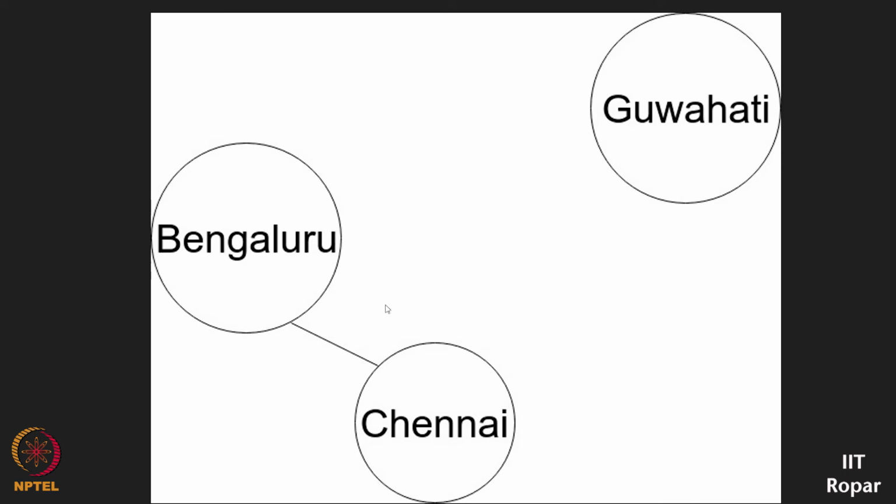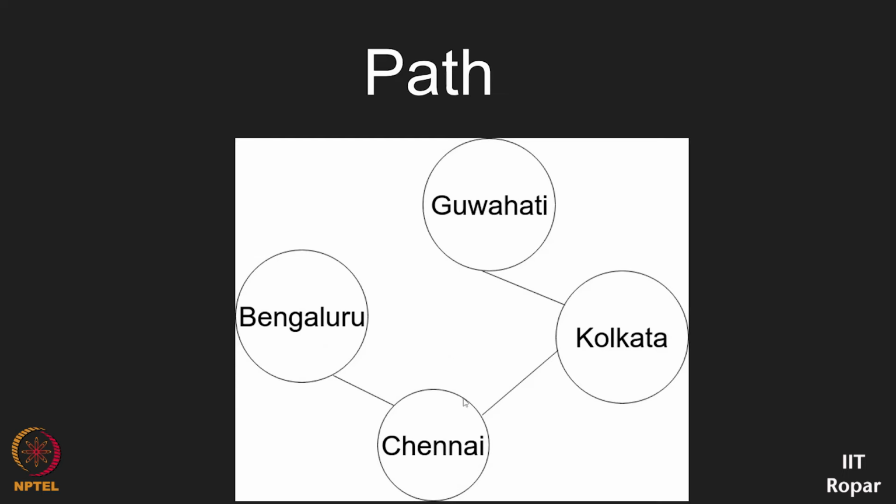And if there is an edge, you can say that you can reach from this node to that node. That is, from Chennai I can reach Bengaluru, and from Bengaluru I can reach Chennai. That is what is captured by an edge. But it doesn't mean that if there is no edge, we cannot reach the town. There is no edge between Chennai and Guwahati, but you can have another city in between, Kolkata, and reach Guwahati through Kolkata. That is, you take a train from Chennai to Kolkata, and from Kolkata you take a train to Guwahati.